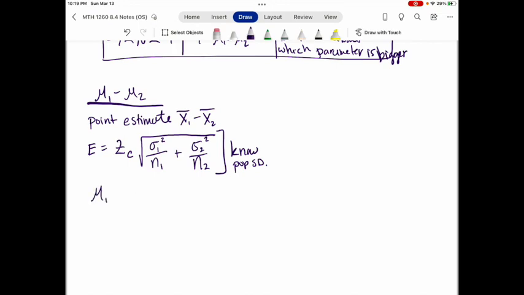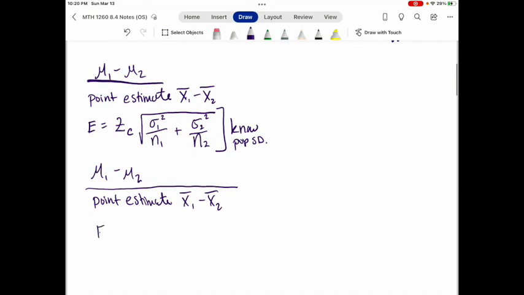If I'm comparing two means and I don't know the population standard deviation, my point estimate is still going to be the same, x1 bar minus x2 bar. But I'm going to find my error by using t critical, and instead of using my population standard deviation, I'm going to use my sample standard deviation.